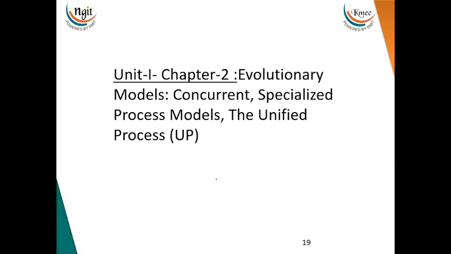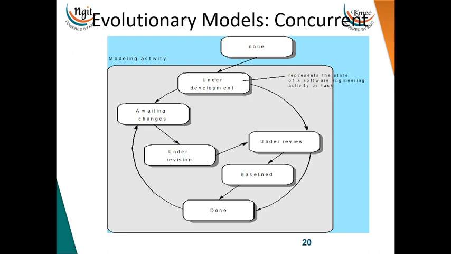This is chapter 2 of unit 1, where we are going to see something about the evolutionary model, concurrent model, specialized process model, and unified process. So we are going to see again different models which are available today or which are used in software engineering. The first part is the evolution model, or we call it concurrent models.